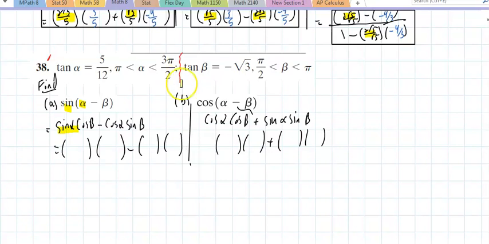I'll go on the side, say, okay, well, let's look at alpha. As far as alpha is concerned, tan of alpha equals 5 over 12. What quadrant is alpha in? Well, it's between pi and 3 pi over 2. That tells me it is in quadrant 3. There's alpha. And as far as tan is concerned, this is opposite over adjacent. This is 5, this is 12, and this is 13. What do you know about those? They're both negative in this quadrant.